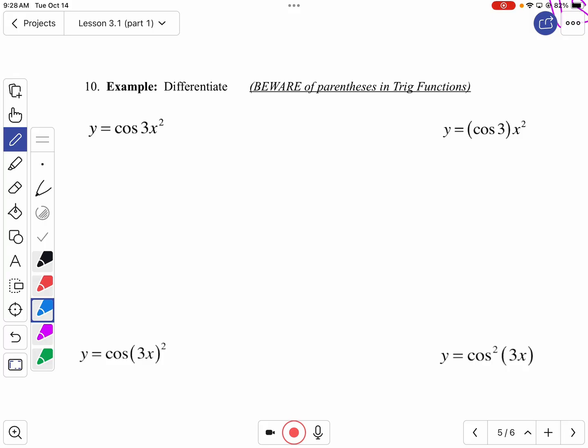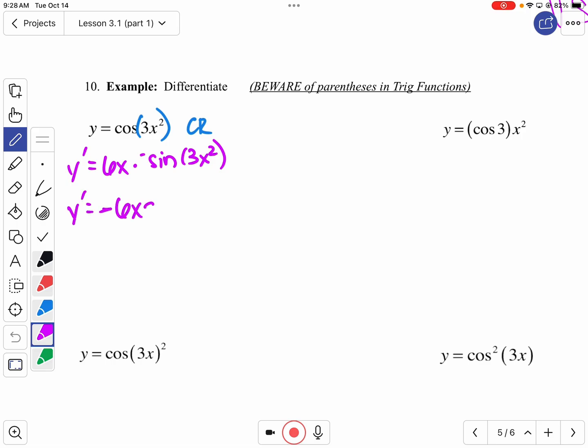Composition. Okay, this would be chain rule, because inside is that 3x squared. So y prime, derivative of the inside would be 6x. Derivative of the outside will be negative sine of that 3x squared. So negative 6x sine 3x squared. Okay, so that one was a composition.